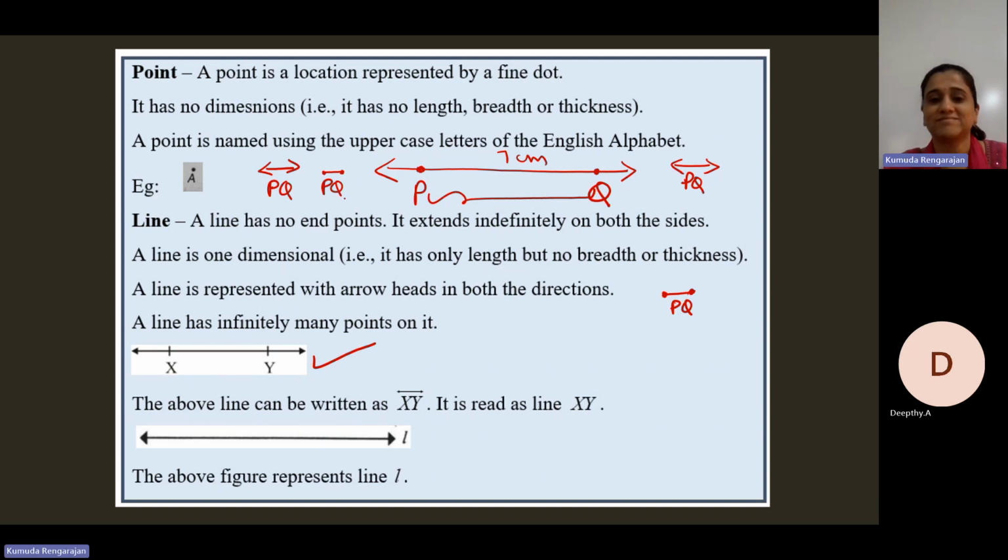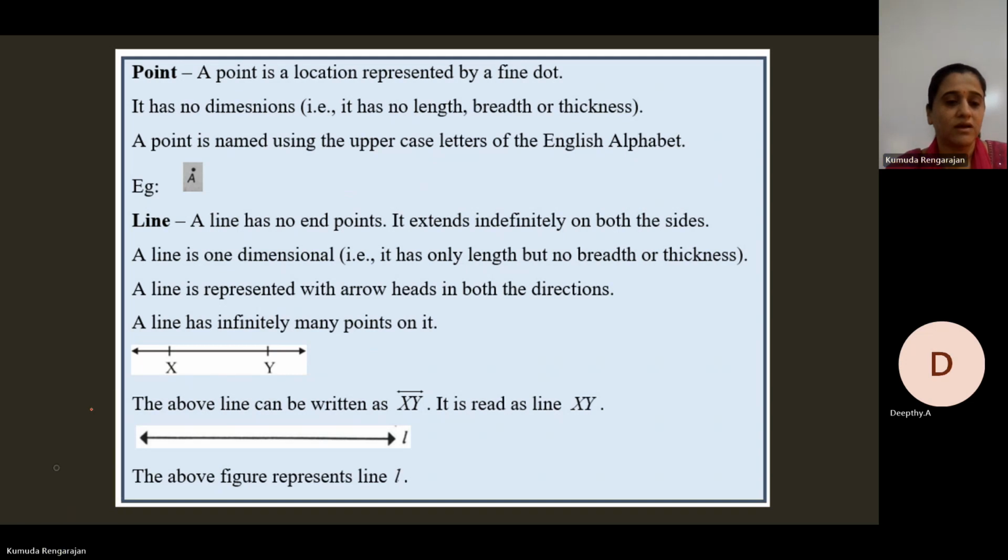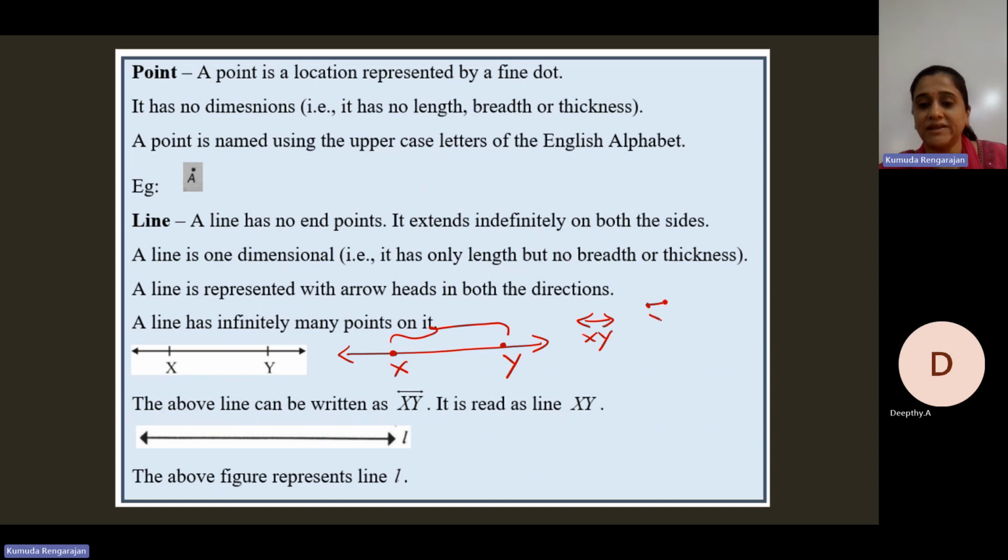See here, there's a dot. You can also use markings like this. It's nothing but a dot there. Take a point X, another point Y. So line XY. Or if you want to mention the line segment, the symbol is like this, line segment XY. This line segment has a definite length. You can measure the length of the line segment while you cannot measure the length of a line.